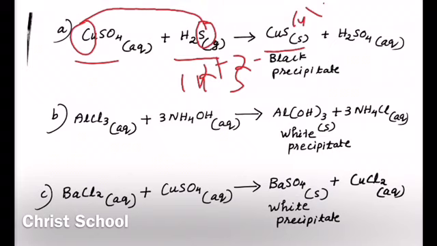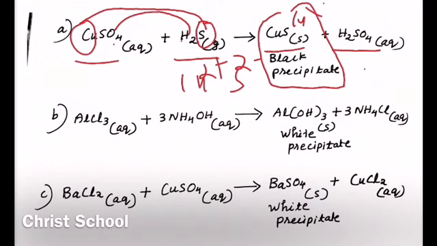Second cation with first anion, hydrogen and sulfate. Hydrogen and sulfate would be hydrogen sulfate, and we call it sulfuric acid. There is no compound like hydrogen sulfate, so we call it sulfuric acid. Its formula is H2SO4. And in this case, copper sulfide is a black colored precipitate, so it is a precipitation reaction.